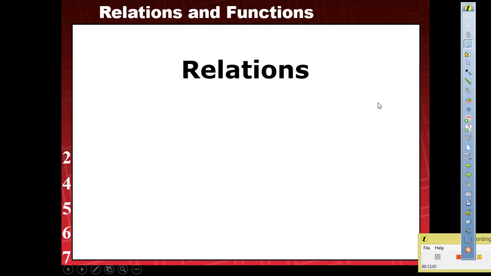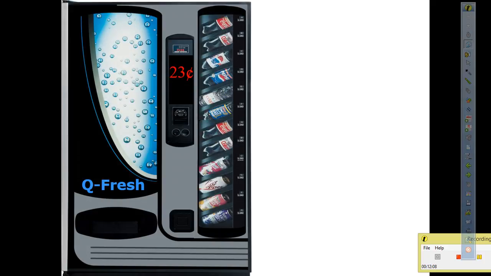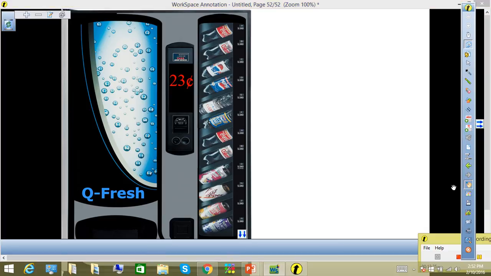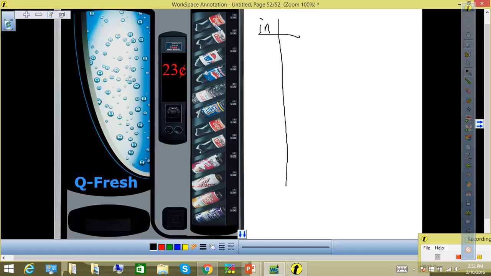So let's say I wanted to install vending machines. Here we go. So here they are. My company's called Q Fresh, and each drink is 23 cents. Bam. That's pretty good, right? So right away, people are going to see 23 cents. And so here goes Reniel. He inputs his quarter. He presses a button, and he says he wants a Coca-Cola. So his output is going to be a Coca-Cola.